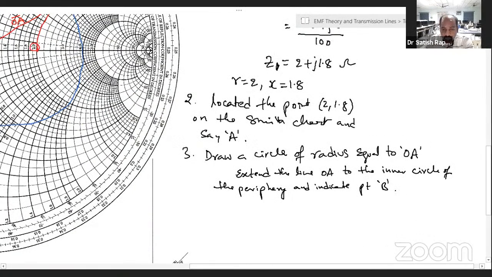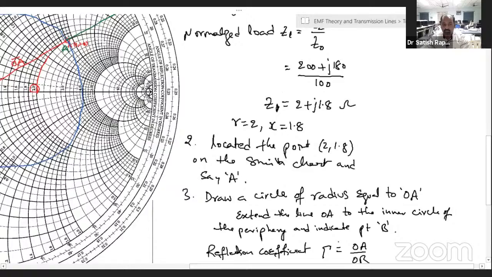Right. So now draw a circle of radius equal to OA. Extend the line OA to the inner circle of the periphery and indicate point P. Now, reflection coefficient. Reflection coefficient capital gamma is equal to OA by OB, right?